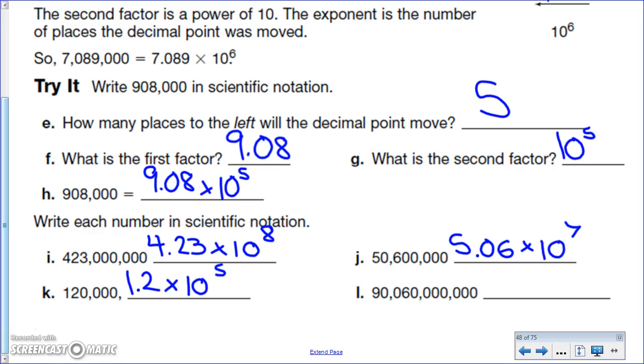Finally, for L, we have 90,060,000,000. So our first factor is going to be 9.006, because we have to keep going until there are nothing but zeros left after a digit. And then again, it's going to be times 10 to some power. In this case, if we count up, we had to move a total of 10 places to get from the end of the number to in between the 9. So it becomes 10 to the 10th.